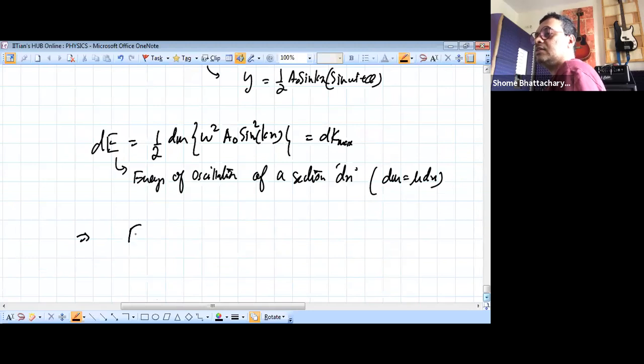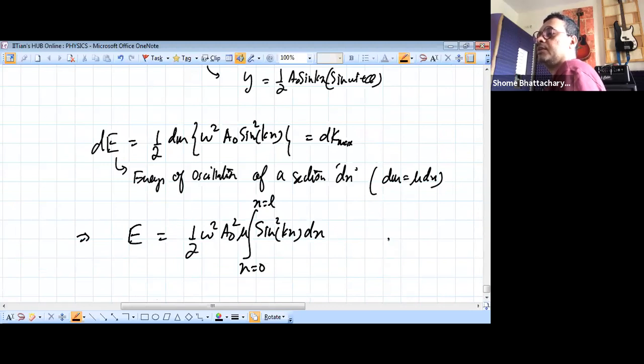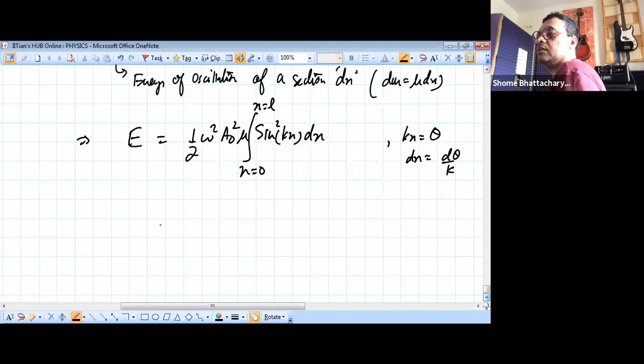So while doing an integration like this, for the total energy, we can use a trick. You will end up integrating sine square kx dx. This mu will also come outside, from x equal to 0 to x equal to L. So here, if you substitute kx as some theta, dx becomes d theta by k. So you have one more k coming outside. So this energy becomes half mu omega square a naught square by k integral sine square theta d theta.